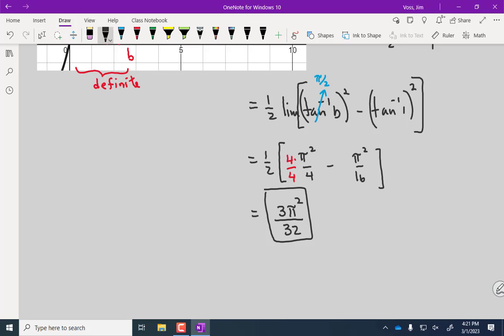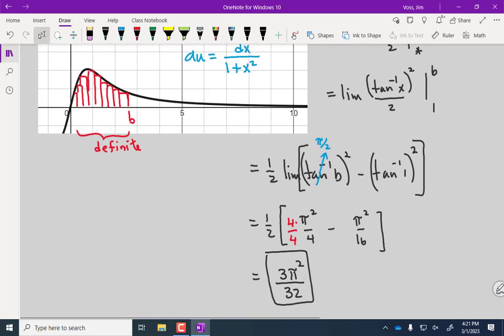Everyone agree with the evaluation? Tan inverse of b, that's going to go to pi over 2. We square it. We get pi squared over 4. Arctan 1, that's the angle on the right with the tangent of 1. That's pi over 4. Common denominator, 16. All right.